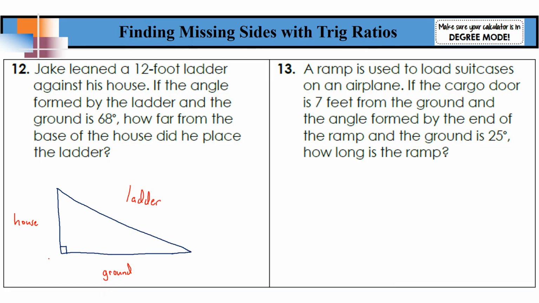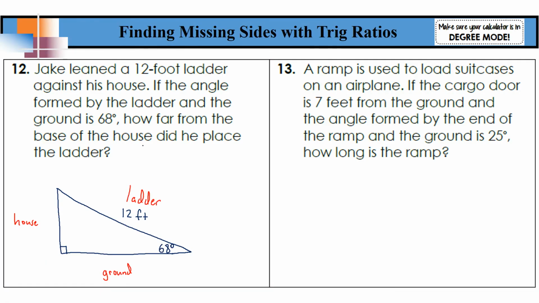Now let's go ahead and label the dimensions. It tells us the length of the ladder is, in fact, 12 feet. So we can say that this is 12 feet right here. They tell us that the angle formed by the ladder and the ground, that would be this corner over here, right, where the ladder meets the ground, is 68 degrees. So let's label it as such. So this is 68 degrees right here.